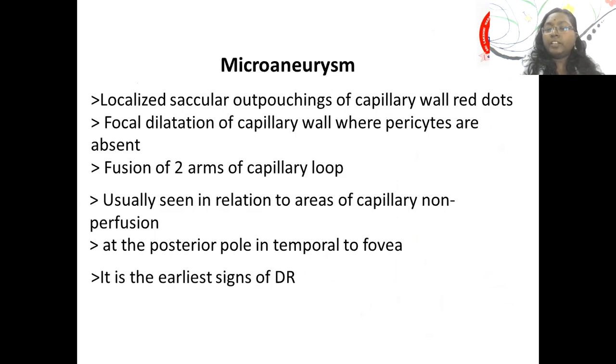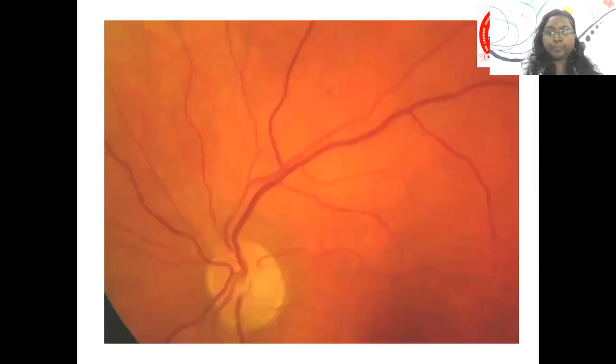So there is focal dilatation of the capillary wall, but the pericytes are absent. It is usually seen in relation to areas of capillary non-perfusion, and it's mostly at the posterior pole, temporal to the fovea. Microaneurysm is the earliest sign of diabetic retinopathy. In this fundus picture, a small red dot is seen above the superior arcade. That represents a microaneurysm.